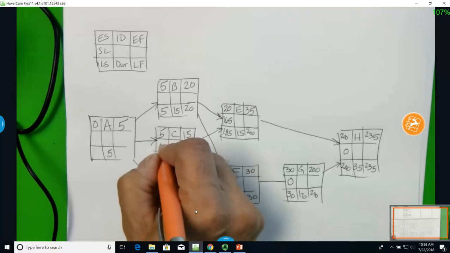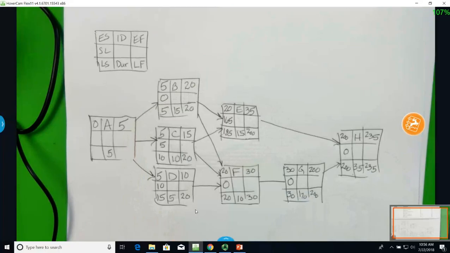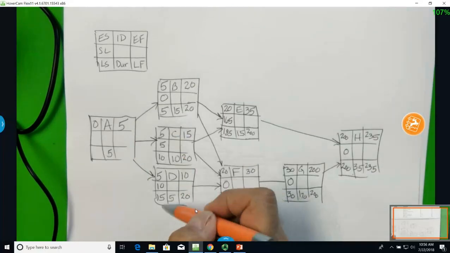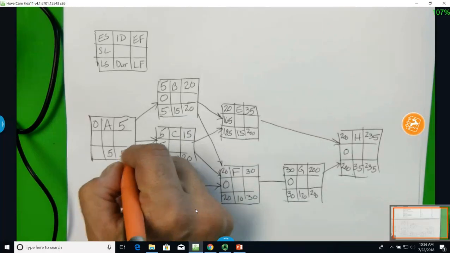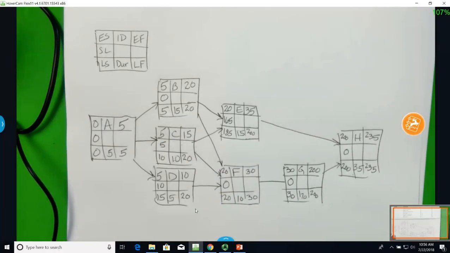I have 5 days of slack here. And I have 0 slack here. Now I go backwards. I have to take the smaller value, 5. 5 minus 5 is 0. 0 slack. So now I look at my critical path. Those are tasks that cannot slip. So they have 0 slack.